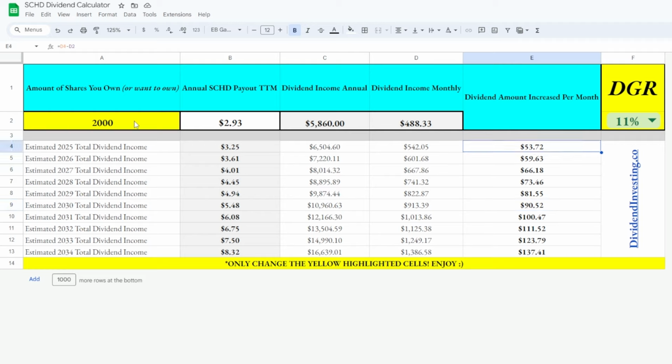Now, this is my favorite part of this extrapolation. Every single month, if you were to own 2,000 shares of SCHD, you'd be giving yourself basically a $53 dividend amount increase, a raise, month after month after month. The year after that, we're talking $59, $66. And again, these numbers are all just estimated, but you get an idea of how much of a raise you're basically earning from doing nothing but holding on to your hard-earned shares.